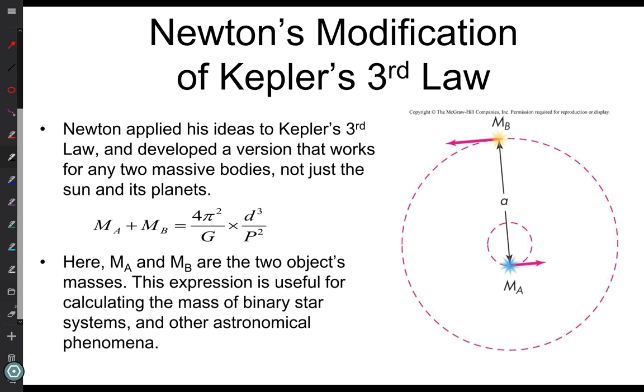This equation here is almost exactly like what I just did. Does anybody see the one difference between what I just did and this? Now, they're using P instead of T for period. That's not a big deal. What is different? There's another mass. I did it with just one mass, and this has two masses.